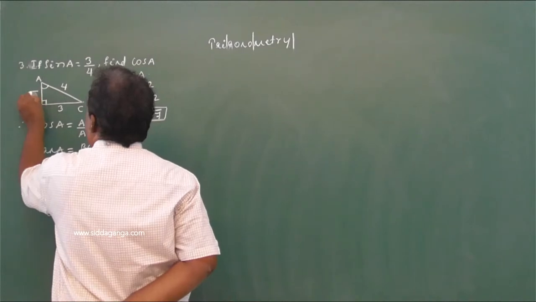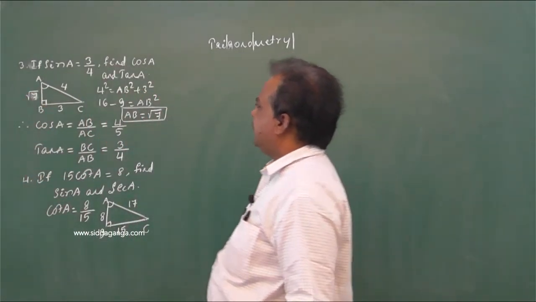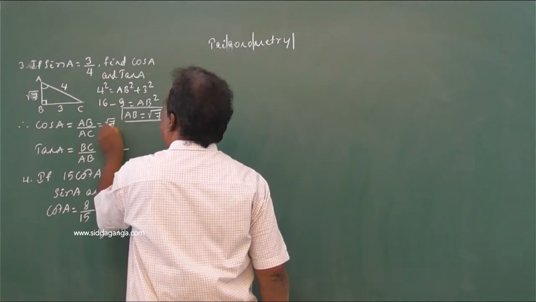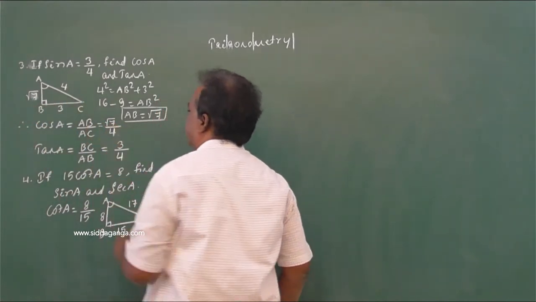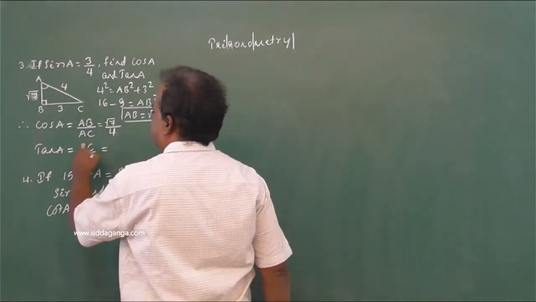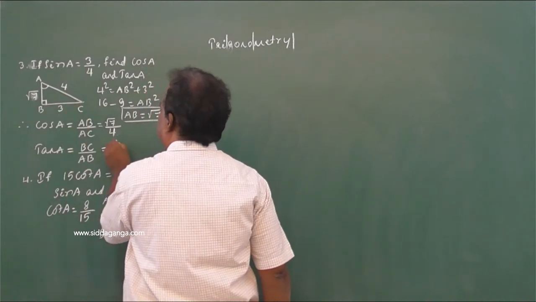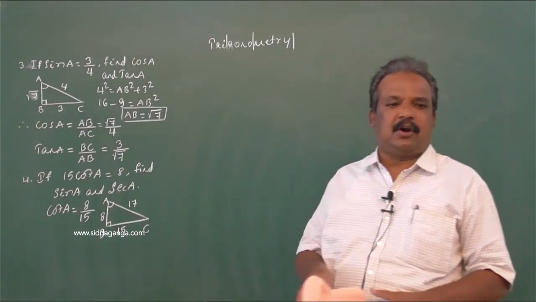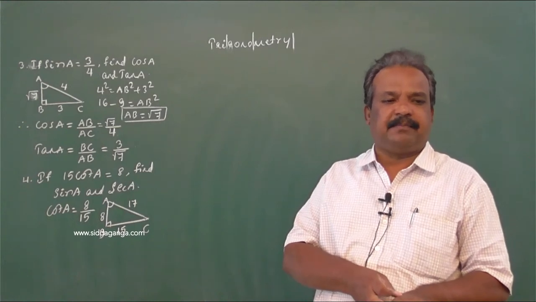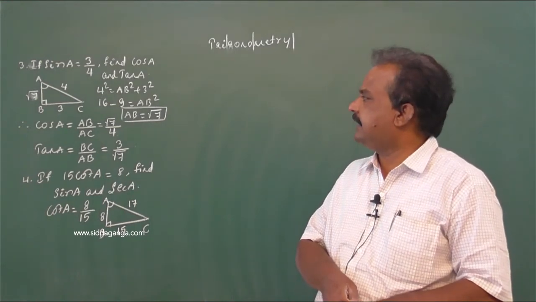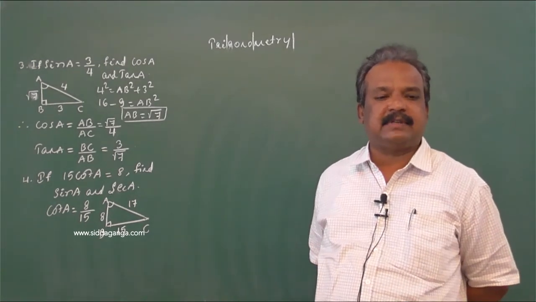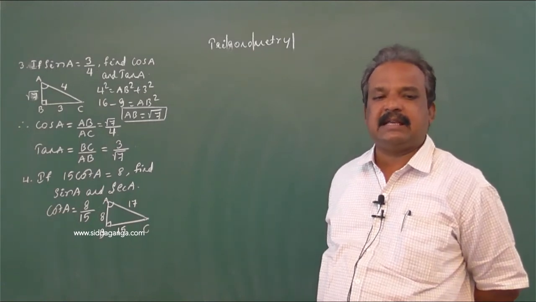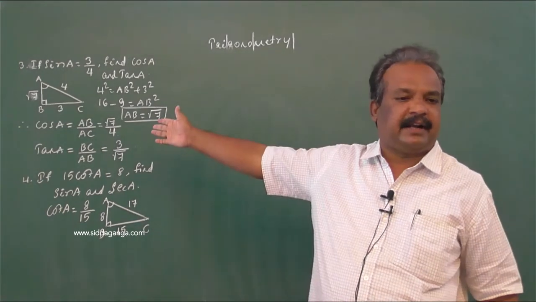So this is root 7. Okay. What is cos A? AB by AC. What is AB now? Root 7 by AC is 4. And this is tan A, BC by AB. What is BC? 3 by what is AB? Root 7. Correct. Longest side is hypotenuse. Correct. Nisha, cos A is root 7 by 4. Siddhartha, the hypotenuse is the longest side, no doubt. Amsashri, BC is 3, AC is 4. Just I have corrected it.